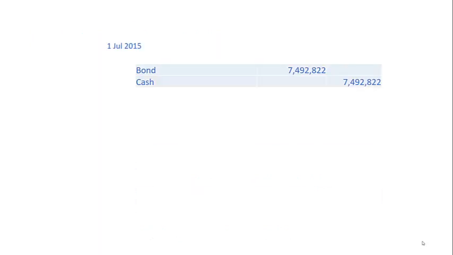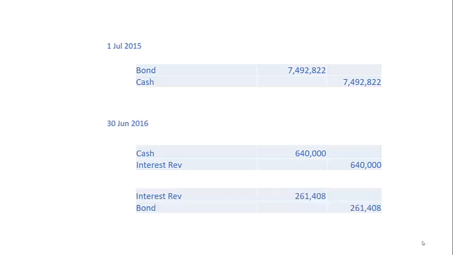So what does the accounting look like? Well, on the 1st of July 2015, when we purchased the bond, we'd pay $7.492 million and we'd recognise an asset at its fair value at that date. That's pretty straightforward. On the 30th of June, we'd recognise the receipt of cash of $640,000 and we'd recognise that cash receipt as interest revenue.